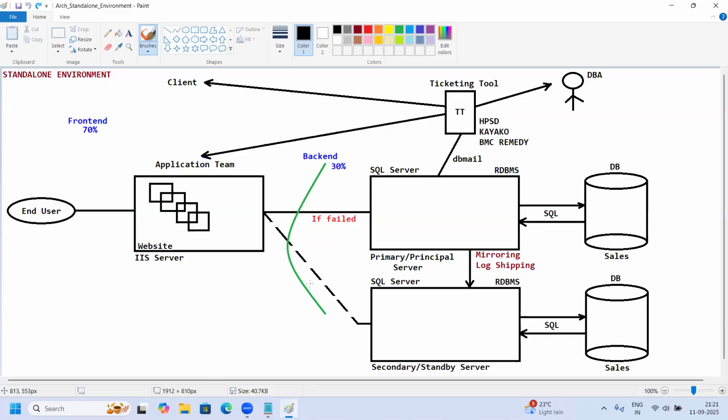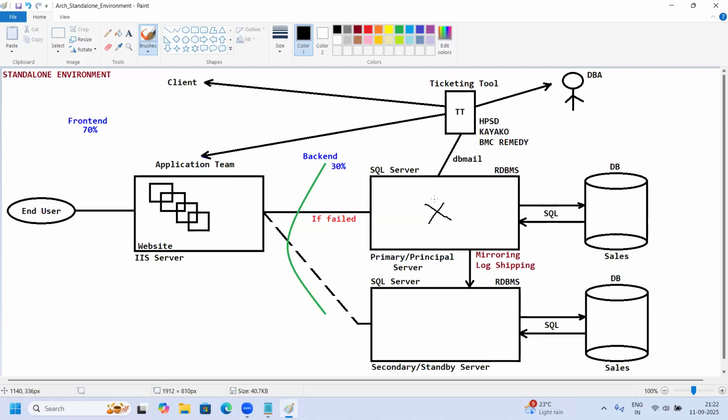Then at one point, when he tries to place an order, he is given an error message that the particular product information is not being accepted. It's not being recorded. Why? Because this database may have failed. This first database on which we are working might have failed. Something has happened. It is not working.